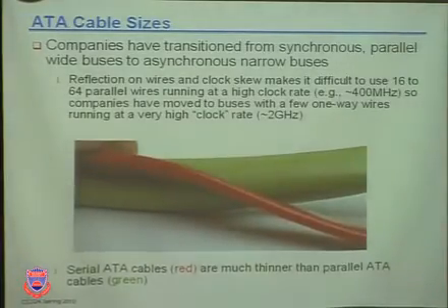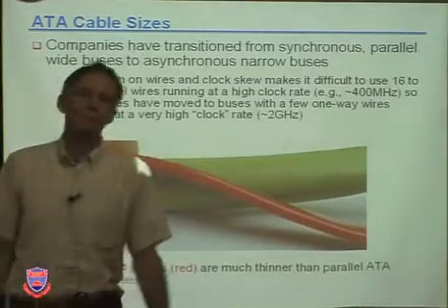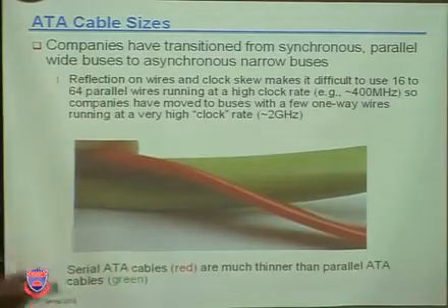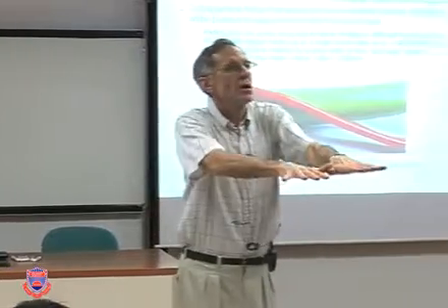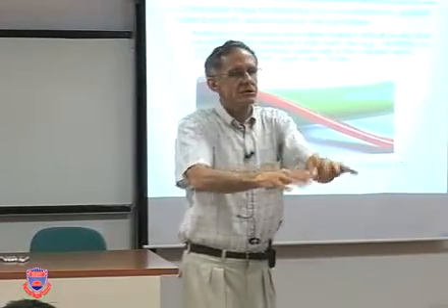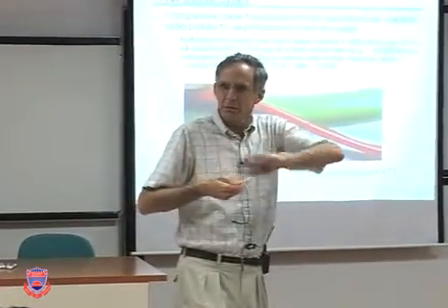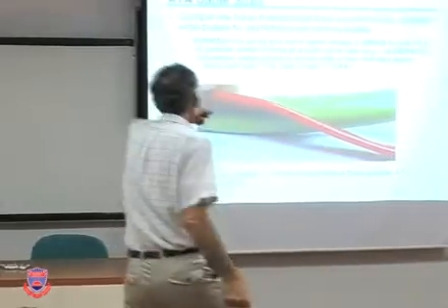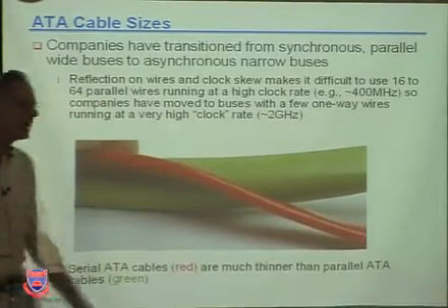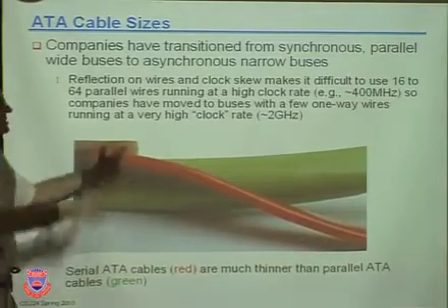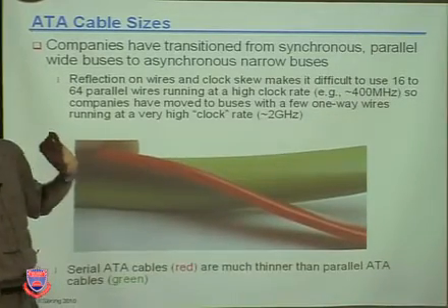Okay, now, ATA. Serial and parallel. You know the difference. Parallel says I have a lot of wires. All the bits go at once. Serial says I have a few wires and the bits go one after another, right? The green cable is parallel ATA. The red cable is serial ATA. You can see that the cost and size and flexibility are hugely different here.